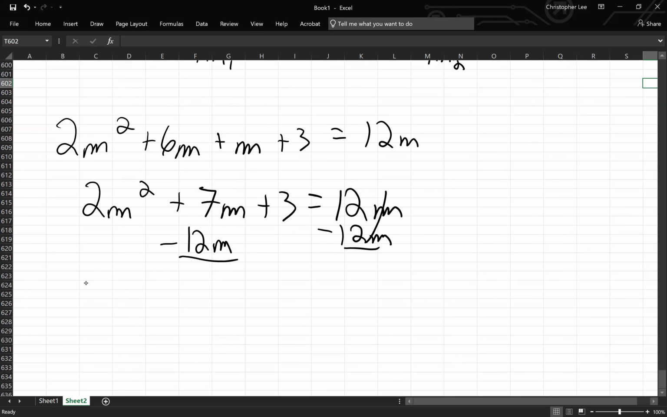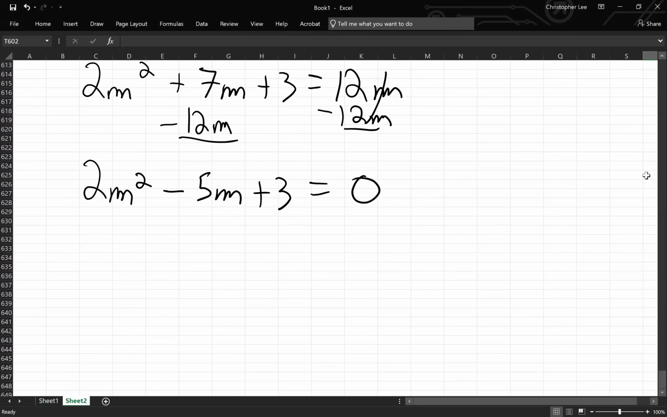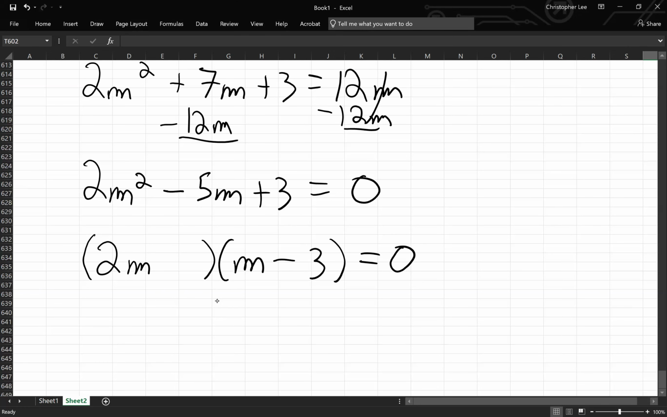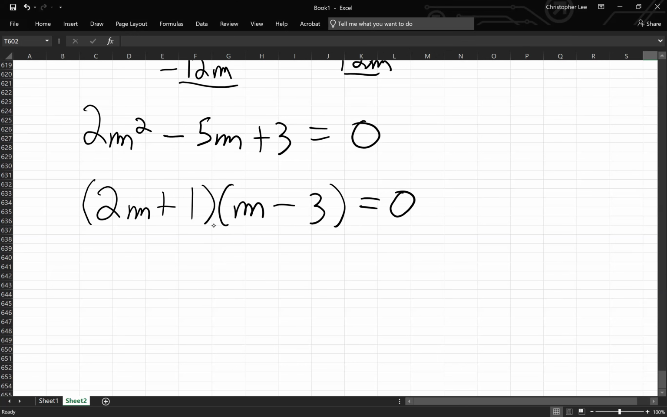So now let's look at what we have. We have 2m squared minus 5m plus 3 is equal to 0. And then let's factor this. I'm sure y'all know how to do the AC method. Y'all could go through and do that real quick. This is going to be 2m plus 1 and m minus 3, that's going to be your factors. After that, just set both of these equal to 0. You're good to go.